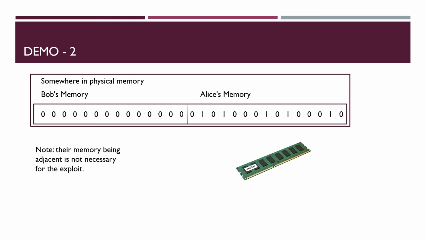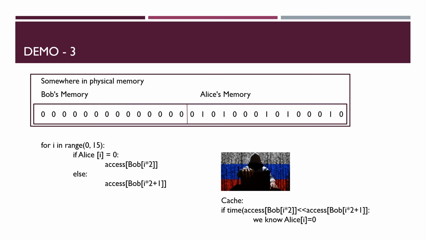Now let's take a look at sort of a representation of what might actually exist in physical memory. Here, this is obviously a simplification. We put Bob's memory next to Alice's memory, and it is important to note that their memory being adjacent is not necessary for the exploit. We just figured that this was a much easier way to understand how exactly the data was being accessed. You can see here, Bob has nothing in memory. It's obviously because he's done no work, whereas Alice's memory actually has some data, and that's what Bob will be trying to steal.